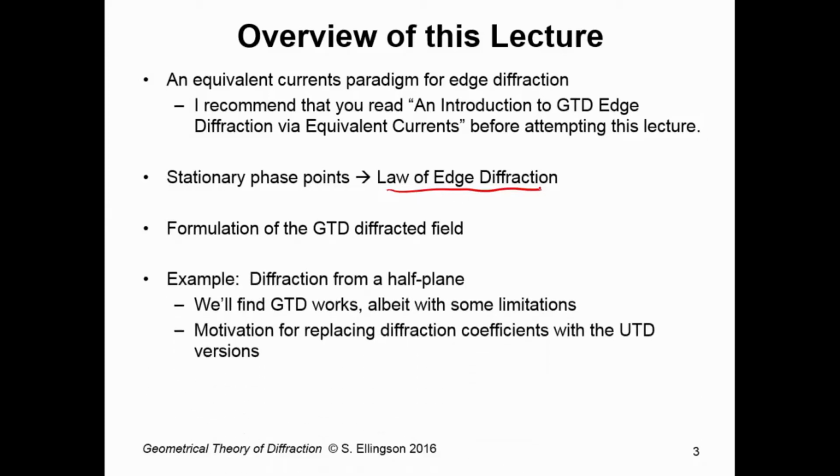Then we'll do an example. The particular example will be diffraction from a half plane, a very common but important example. We'll find that GTD works, albeit with some limitations, as I promised you on the previous slide. And this will provide the motivation for replacing the GTD diffraction coefficients with UTD versions in a future lecture. And then a few concluding remarks just to summarize.